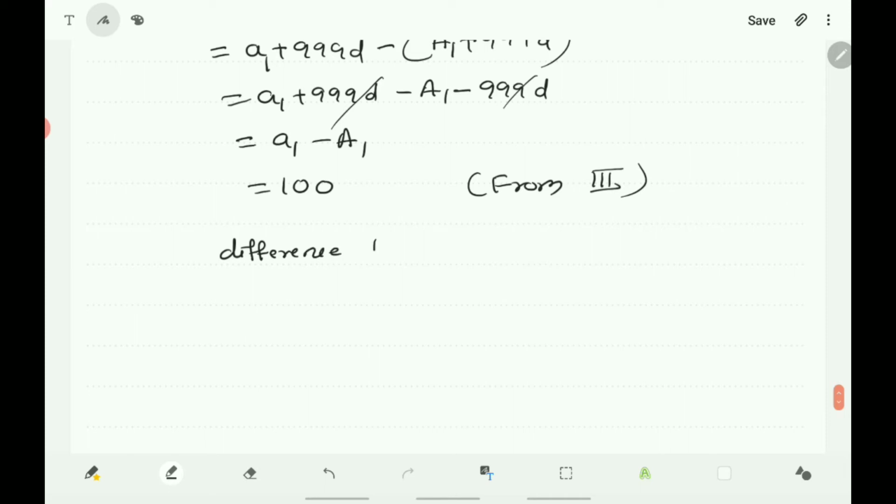The difference between their 1000th terms is 100. The difference between the 100th terms is also 100, and the difference between the 1000th terms is also 100.